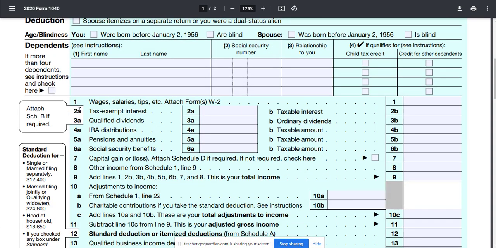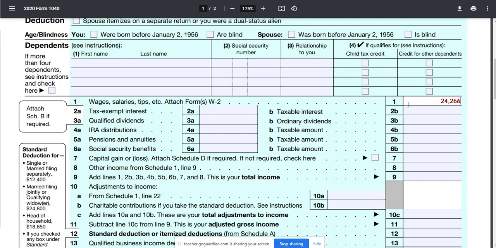So 1, wages, salaries, tips, and etc. And it wants us to attach our W-2. That's that form that says your employer's name, and it says Financial Math, Cristobal High School. That's your employer's information. So on that form, can anybody find the wages, tips, and other compensation? How much do they make? Oh, gee. 24266. $24,266.